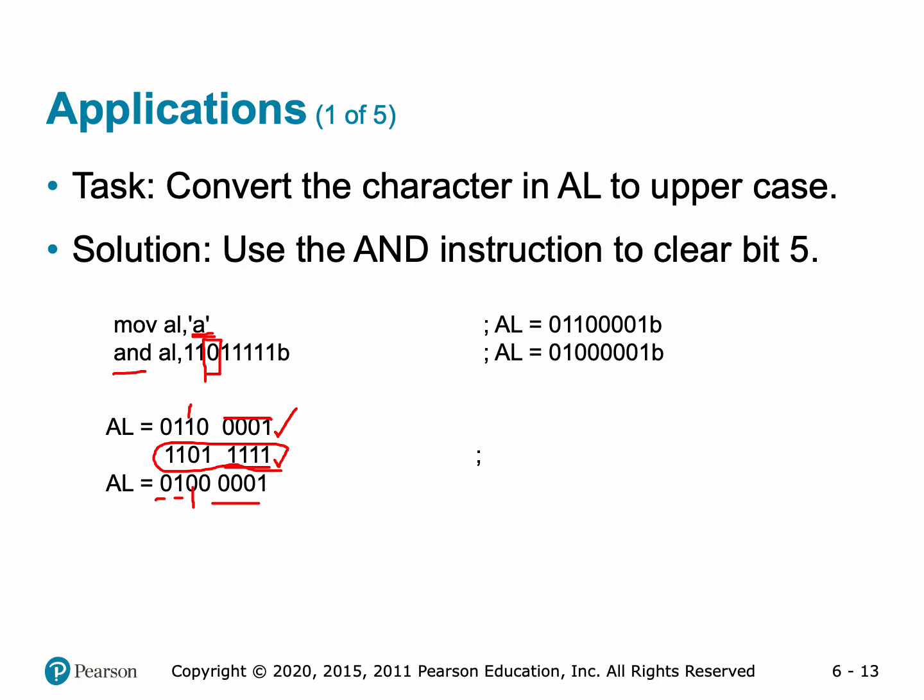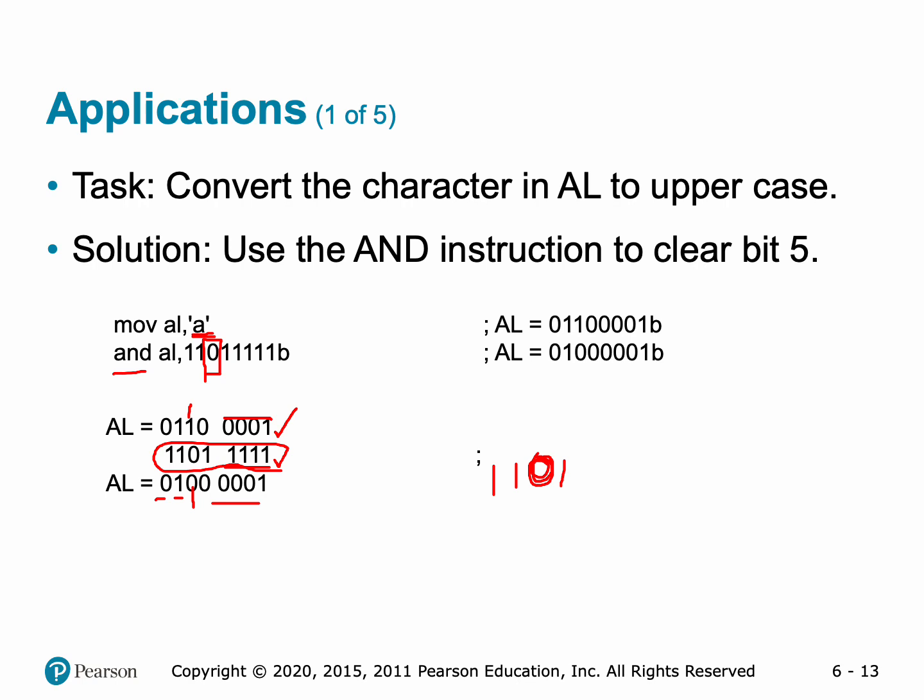So to convert your lowercase letter to a capital letter, all you have to do is use the AND instruction to clear bit 5. And remember, when we say clearing a bit, it just means make that bit a 0. So if I say clear bit 1, we'd have a 0 in bit position 1, and everything else would be 1s.